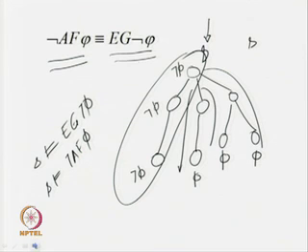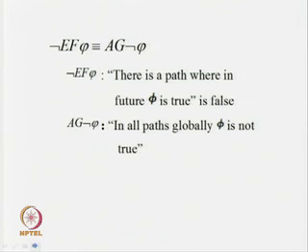Now, see what are the other equivalent formulas we are having. So, this is another equivalent formula. There exists a path in future where phi holds, and the negation of this one is true, and this is equivalent to in all paths globally not of phi holds. So, what it says is that E f phi, there is a path where in future phi is true, and negation says that this is false basically. And A g not of phi says that in all paths globally phi is not true, and we are going to say that these two are equivalent.